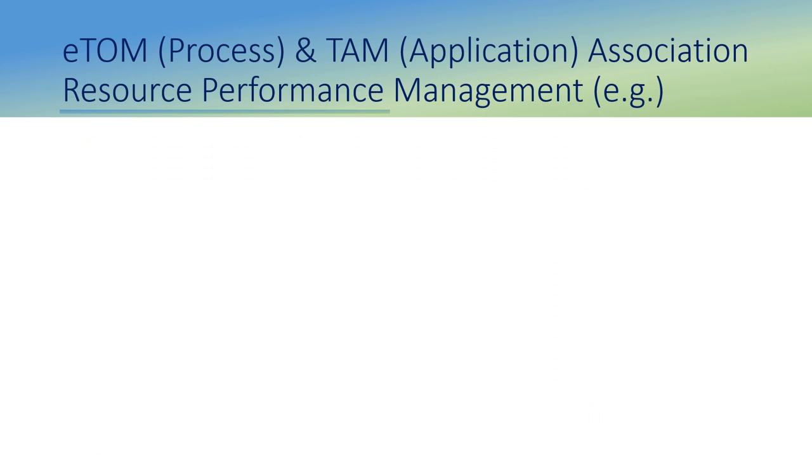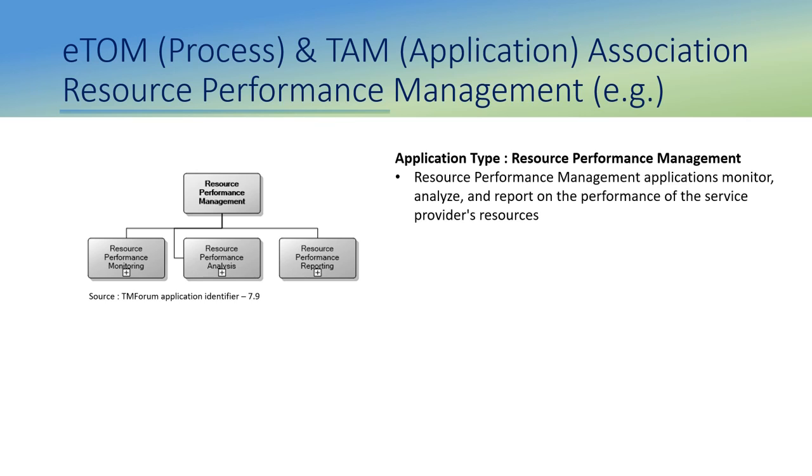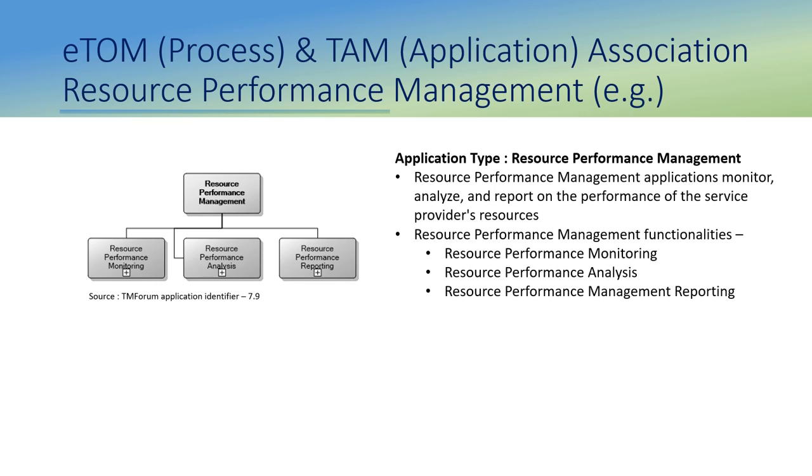Now let's look at automated association of process to application and vice versa. Again, as an example, let's use resource performance management as the process. Before mapping, let's understand what the resource performance management application does and its functionalities. Resource performance management applications monitor, analyze, and report on the performance of the service provider's resources. The functionalities of the resource performance management application include resource performance monitoring, resource performance analysis, and resource performance management reporting.